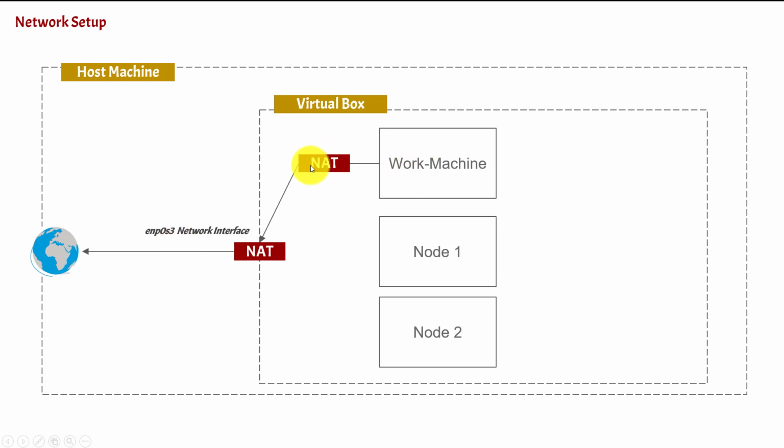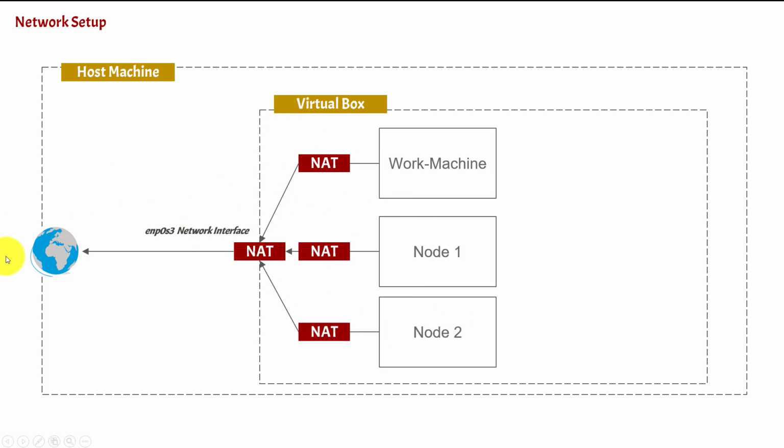The work machine will have its own NAT boundary, which is not important to understand, but let's say it will create its own sub boundary, and that will connect to this NAT, and finally it will be connected to this one. Node 1 will also create a NAT adapter kind of thing which we have selected there, that is the NAT boundary for node 1, and that will connect to the NAT boundary of the VirtualBox layer. Same way for node 2.